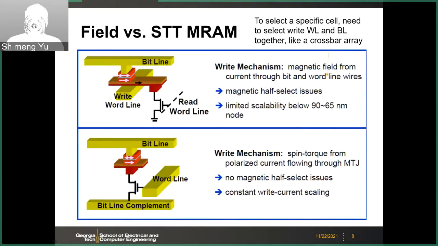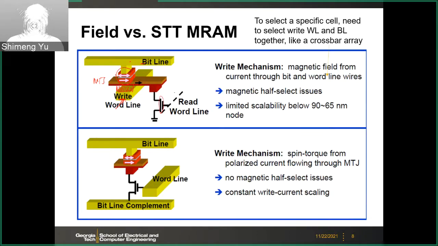Okay, so then let's discuss how we integrate the MTJ into a memory structure. The first one is called field switching MRAM, magnetic random access memory. In this case, this is the MTJ stack, and we need to add a read transistor, a selection transistor here, and then here there's a write word line underneath the MTJ, and there's an isolation layer in between. We didn't draw it out, but there's isolation in between. And then we have the bit line here.